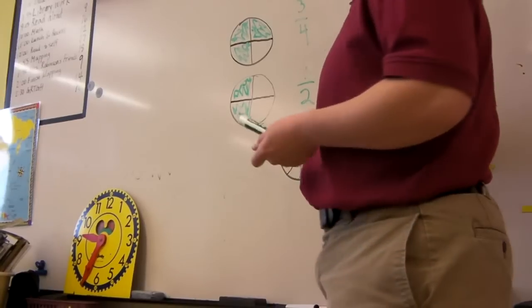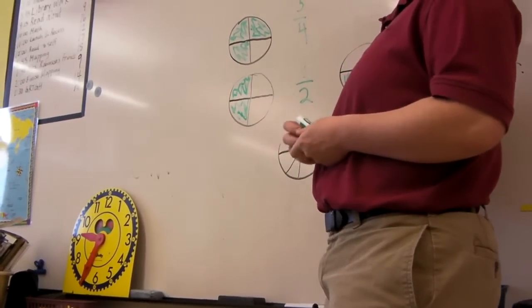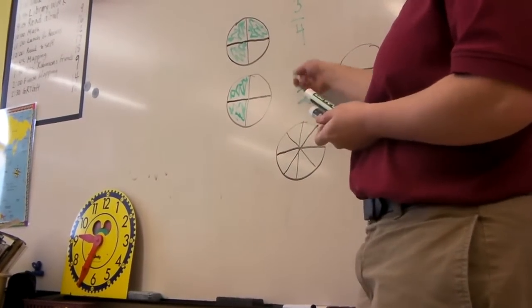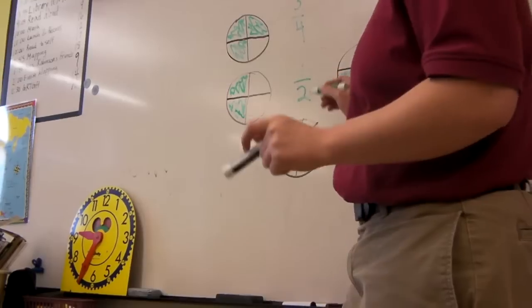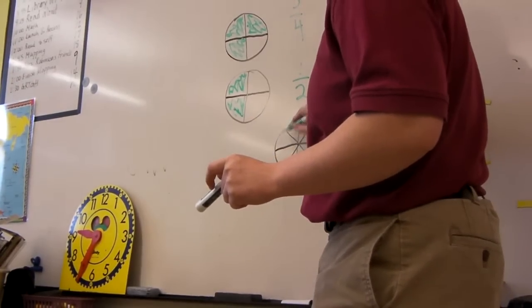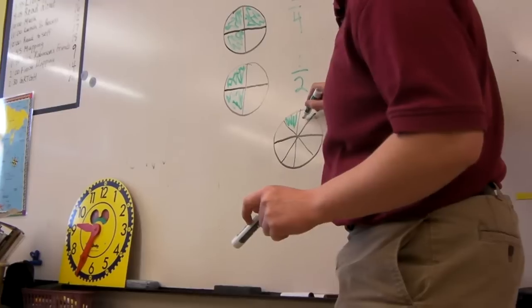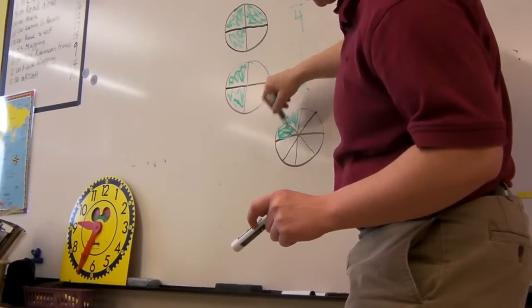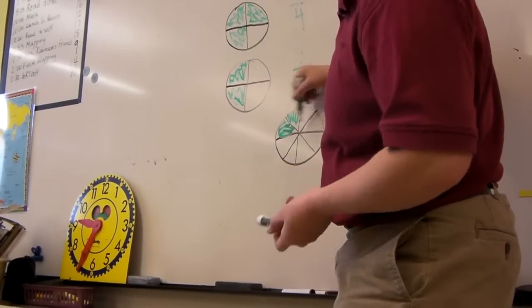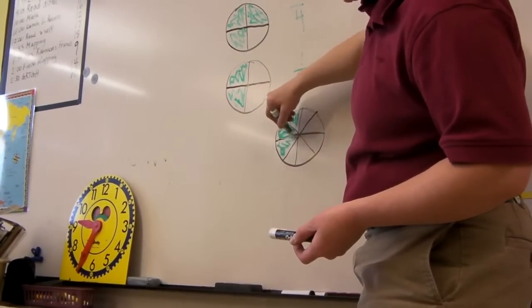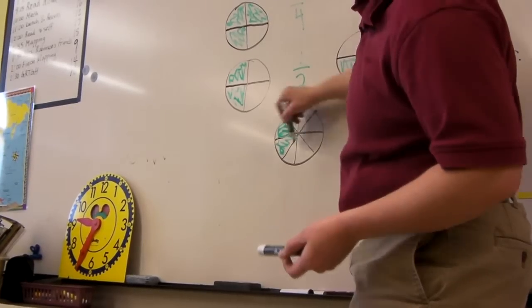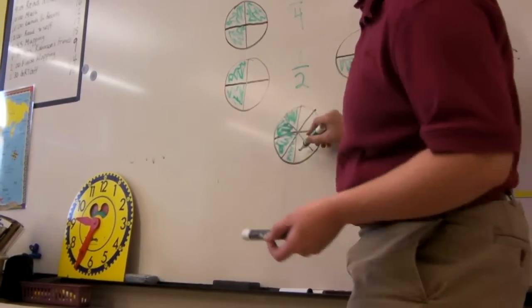So I have 8 pieces in all. I'm still going to shade 1 out of 2 pieces. So look at this. I'm going to shade this one. Not going to shade this one. I'm going to shade this one. Not going to shade this one. I'm going to shade this one. Not going to shade this one. And I'm going to shade this one. And I'm not going to shade this one.